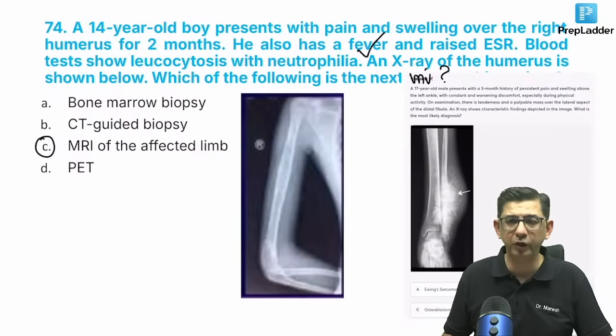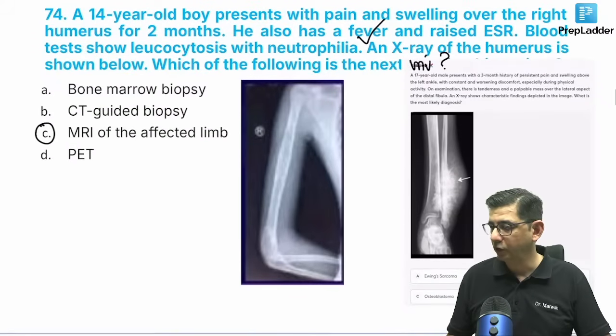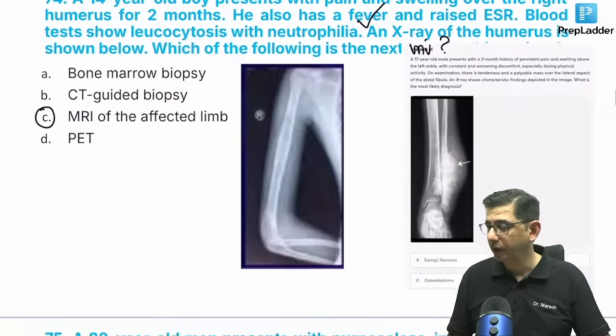Obviously, this is subject to debate, considering that if he says, how do you confirm whether there's going to be some kind of a tumor versus an osteomyelitis, then obviously biopsy would be done. So we can obviously debate about it.